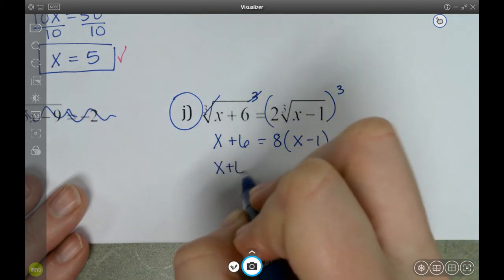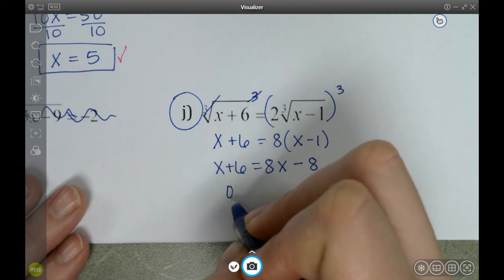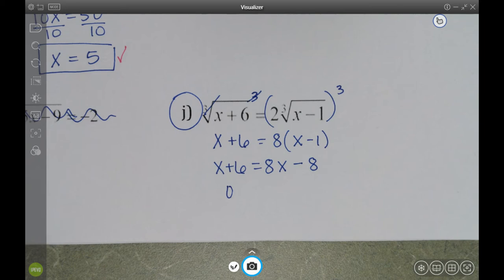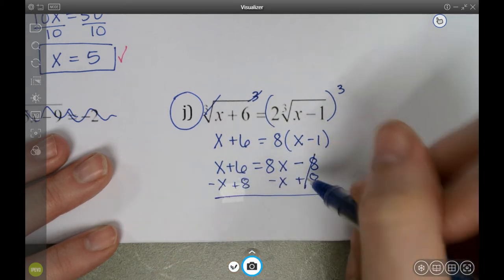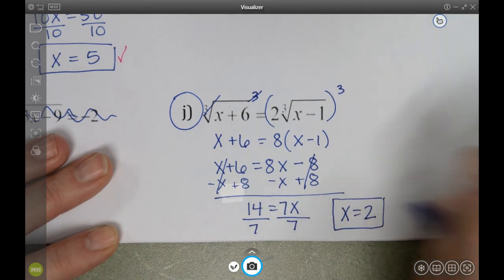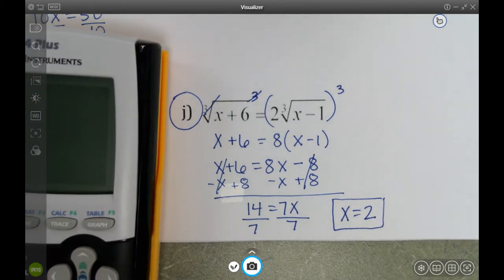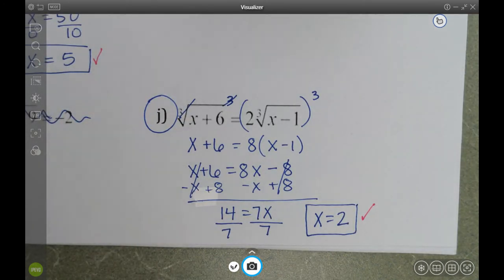I mean, if you get stuck doing one thing, you do the other. Yes, I did it. Did you forget to cube the 2? No, I did. Okay. Just checking.